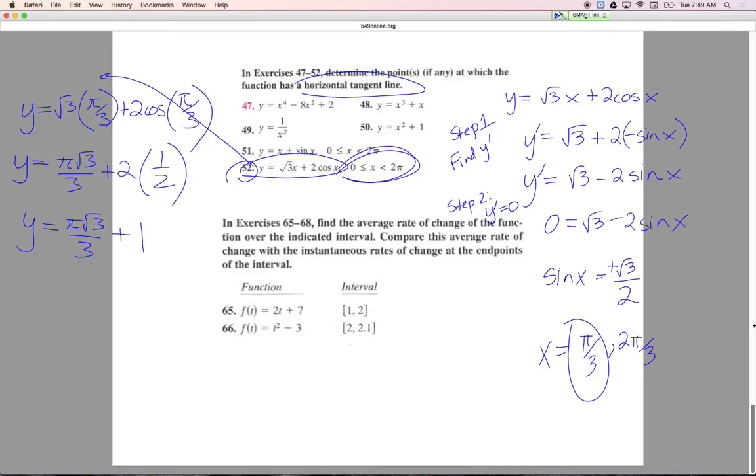I am okay with that answer. What did the answer in the back of the book do? Or the answer I gave you? Stupid common denominator, which is what? 3. So it'd end up being pi root 3 all over 3 plus 3.